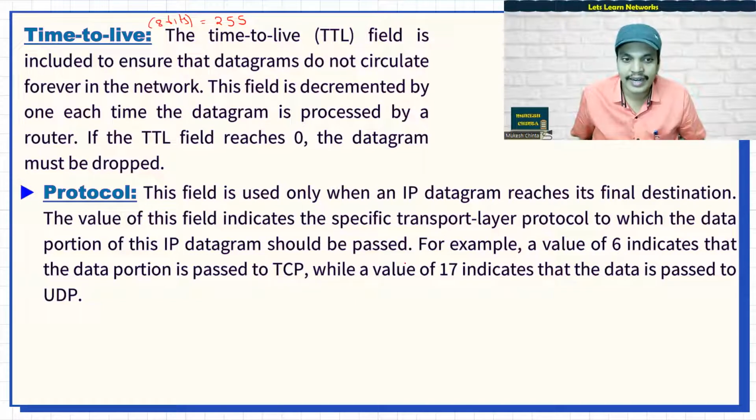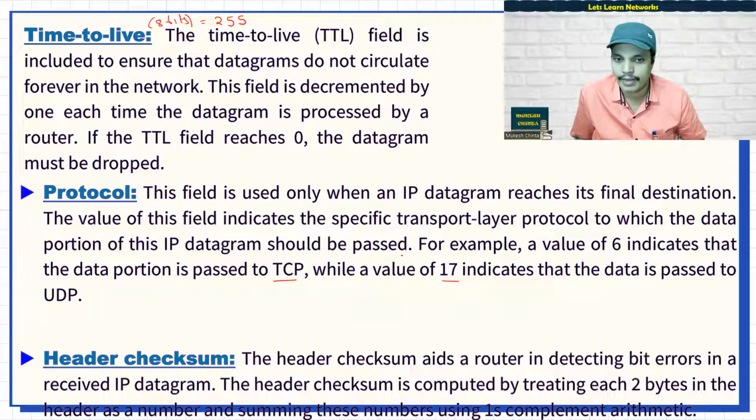A value of 6 indicates that the data portion is passed to TCP, and a value of 17 indicates the data is passed to UDP. So this protocol field is used to indicate the specific transport layer protocol to which the data portion of this IP datagram should be passed.